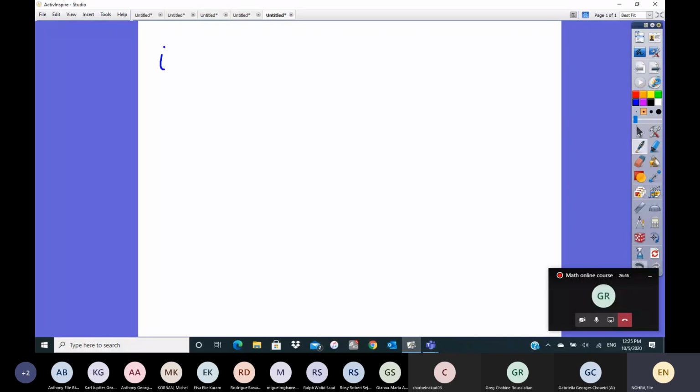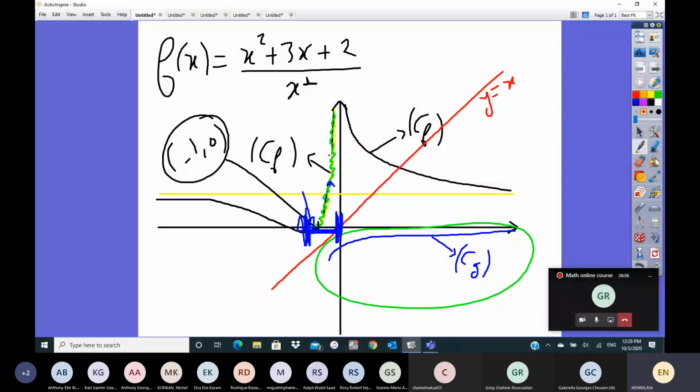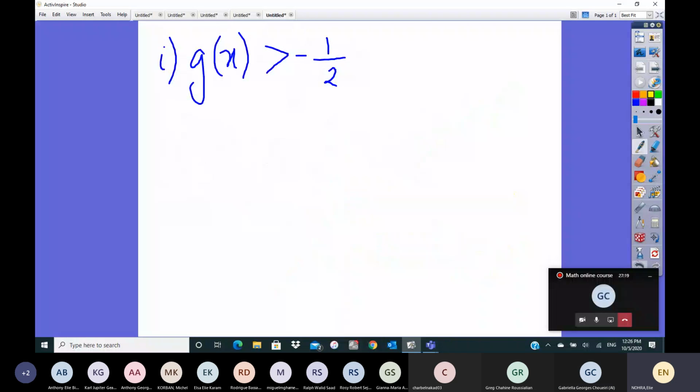Solve the inequation g of x is greater than minus half. If you look at the picture, g of x is this one. Right? We want g of x greater than minus half. So if this here is minus half, I want this portion. Let me do it in another way. I'm going to draw it again.